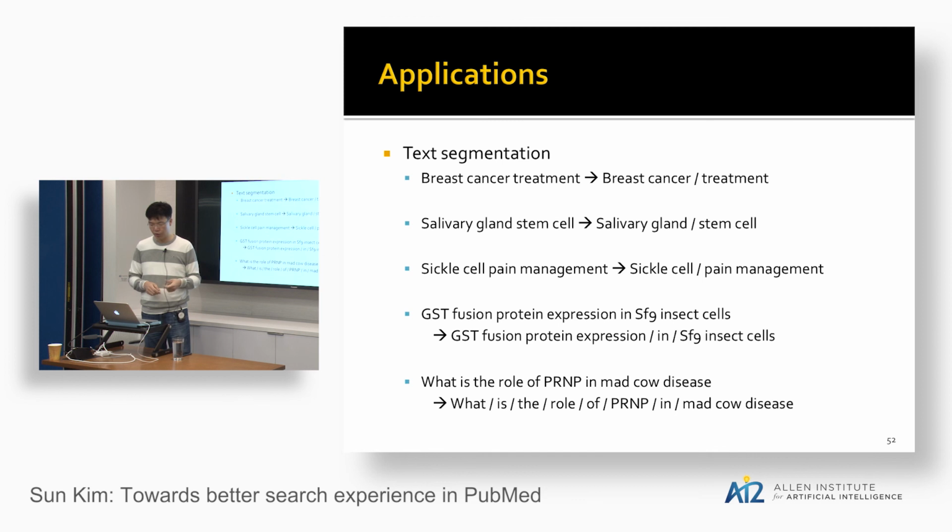Our phrase study is useful for PubMed search already, but there are also other clear applications. First, segmenting text. In PubMed, breast cancer and treatment are better split for breast cancer treatment actually. For sickle cell pain management, sickle cell and pain management are the good split. From these last three sentences, GS fusion protein expression, SF9 insect cells, and mad cow disease are identified as meaningful phrases.